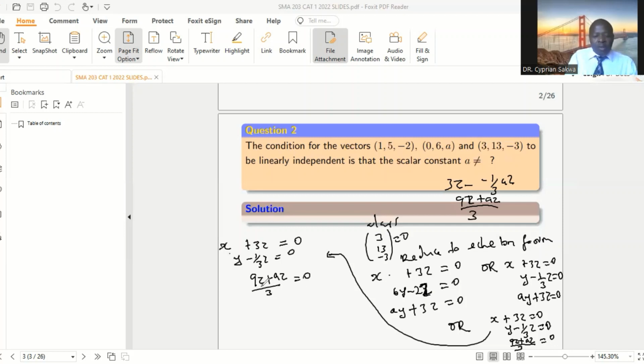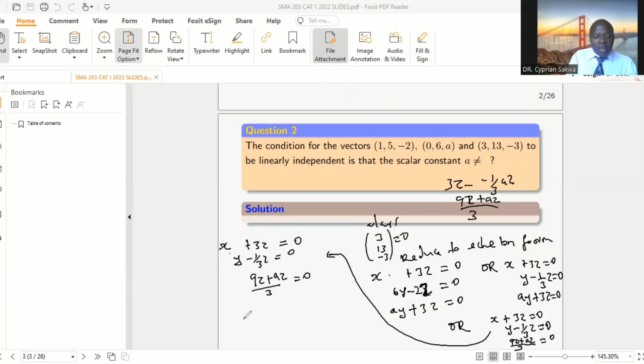Now, I want to use this last equation. We already looked at the first question that we did. Question 1, we said that if the value here was to be 0, and this one also 0, then the system will have infinitely many solutions. But what we want is for the system to have a unique solution, and that unique solution should be 0, 0, 0. So that x should be 0, y should be 0, and z should be 0.